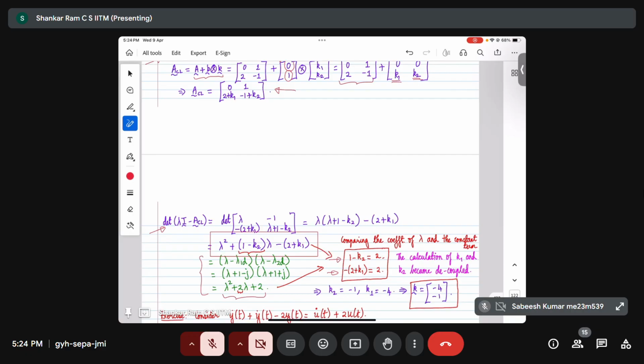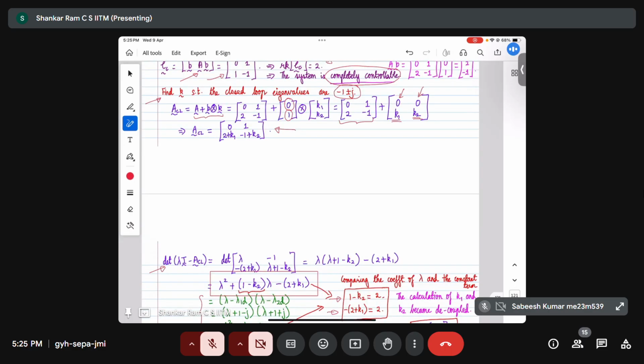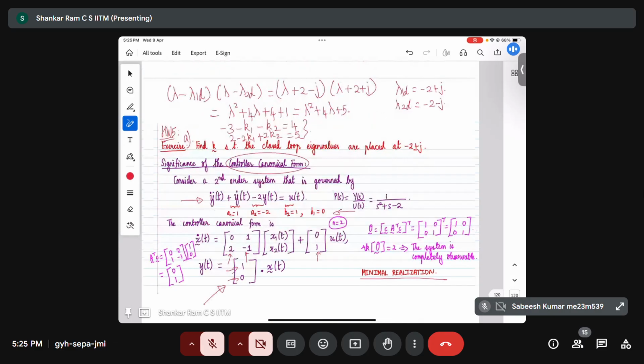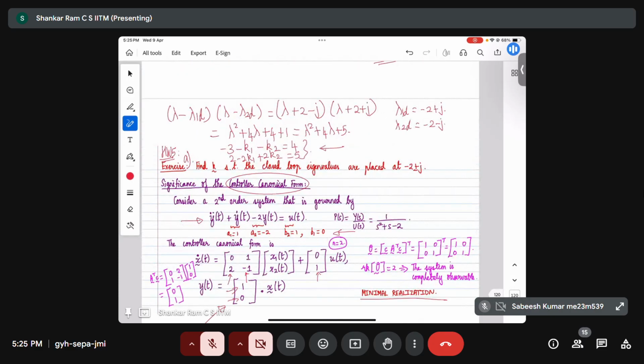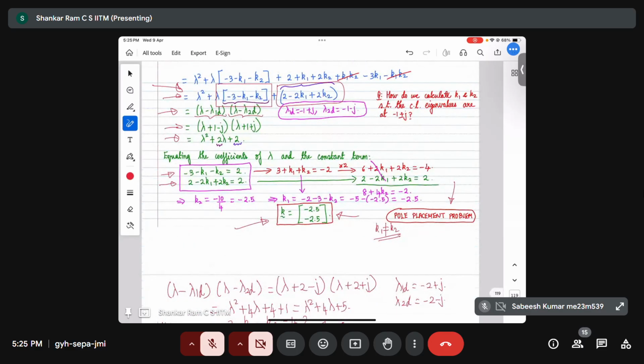So basically, K1 and K2 can be directly calculated now, because 1 minus K2 will be equal to 3. So we did not need to solve a linear equation in K1 and K2. In the previous case, when we did not have the controller canonical form, what happened? We had a simultaneous system of equations, right? That's what we call a system of equations, right? So we need to do some more algebra to get the values of K1 and K2.